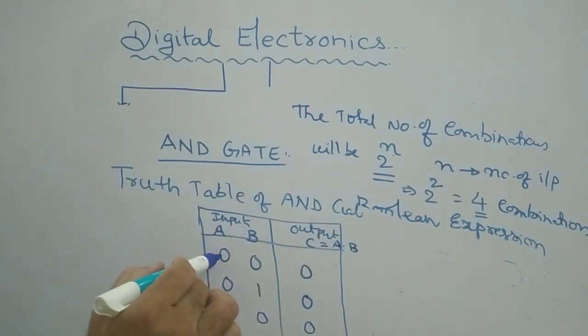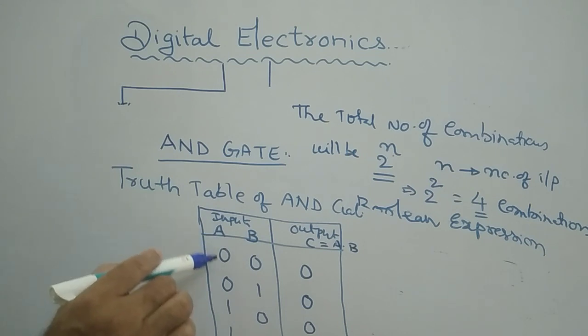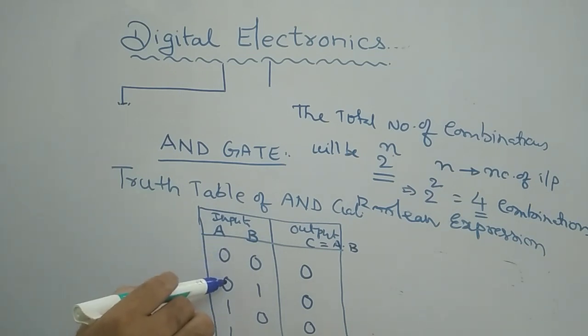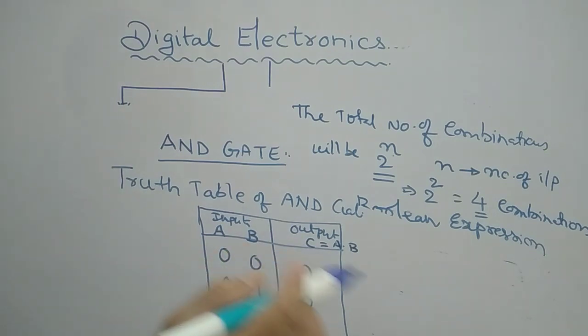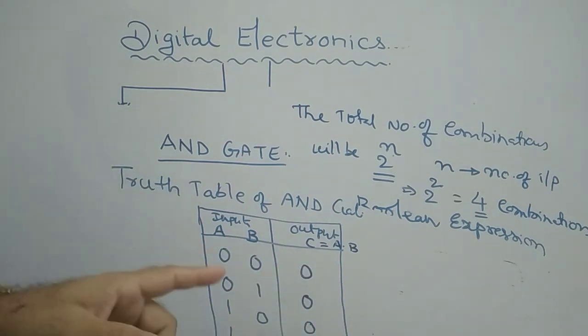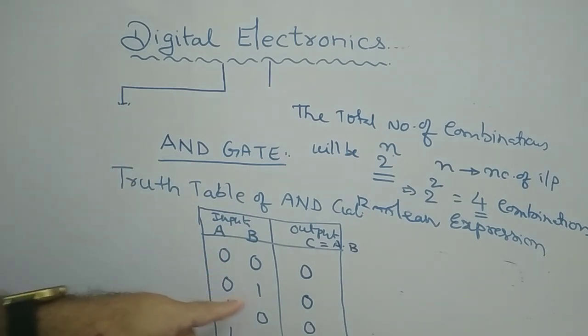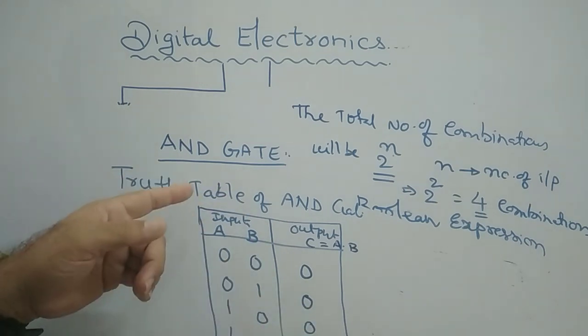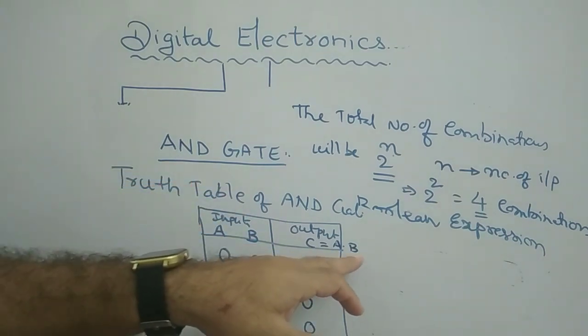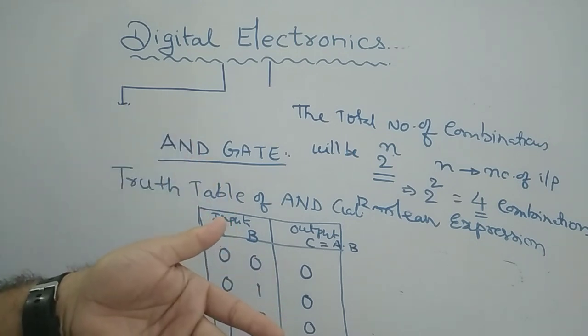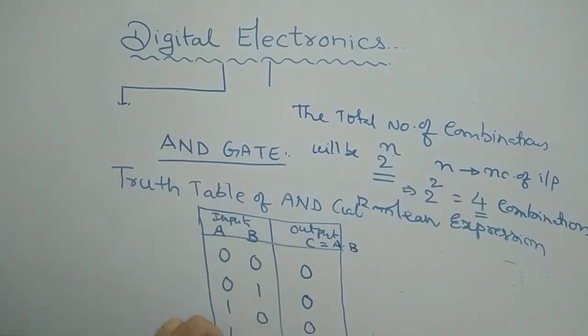In the first combination A is 0, in the second A is also 0, in the third B is 0. If any one of the inputs is 0, your output will definitely be 0, because multiplication is called the AND operation, ANDing. So only if the inputs are high will the AND gate give a high output, otherwise it gives 0 output. This is the very simple basic information about the AND gate.